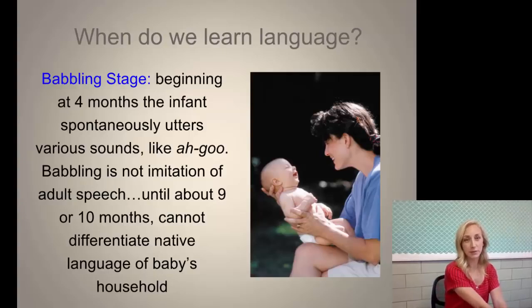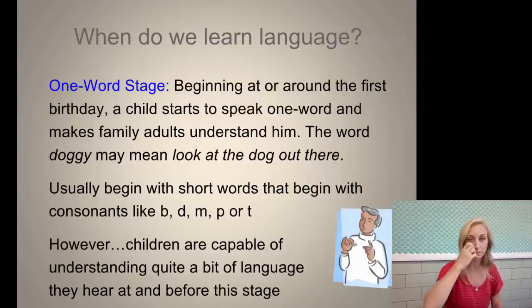So let's talk about the development of language. We have the babbling stage. This begins at about 4 months. The infant spontaneously utters various sounds that make no sense. Babbling is not imitation of adult speech. Until about 9 or 10 months, they cannot differentiate the native language of a baby's household, which shows you that they're in the babbling stage. There's no difference between cultures and languages in the babbling stage.